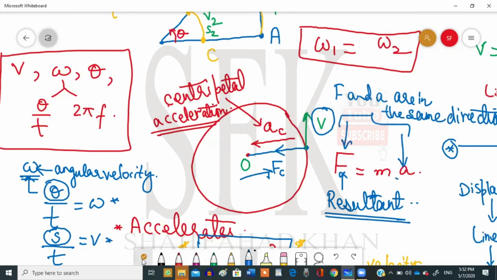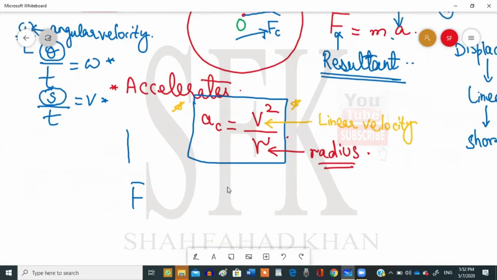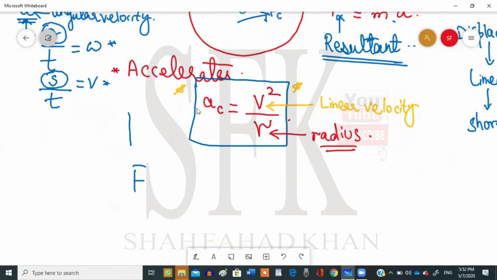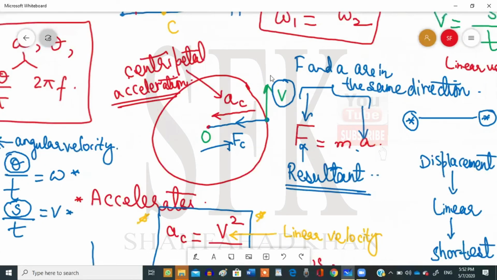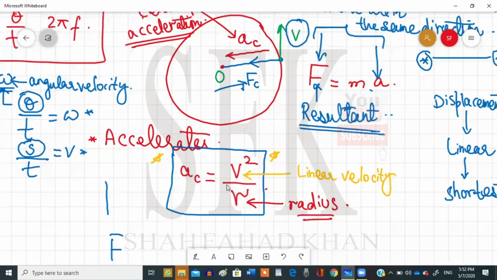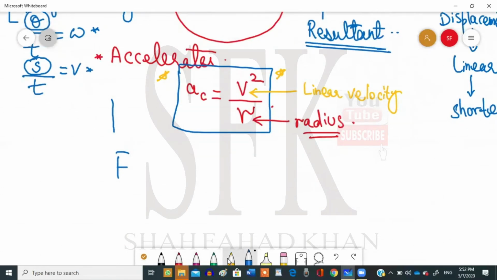All right, cool. Now moving on. I told you how to calculate the centripetal acceleration, v squared upon r, where v represents the linear velocity, this velocity over here, this green velocity. Now, how to calculate the centripetal force?